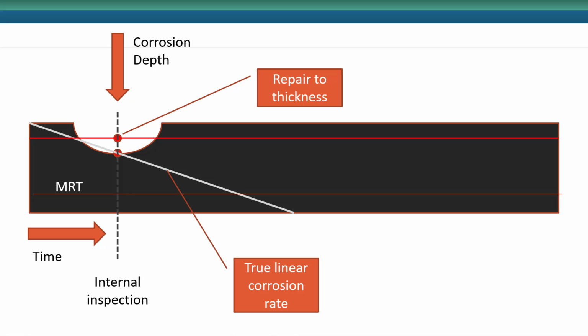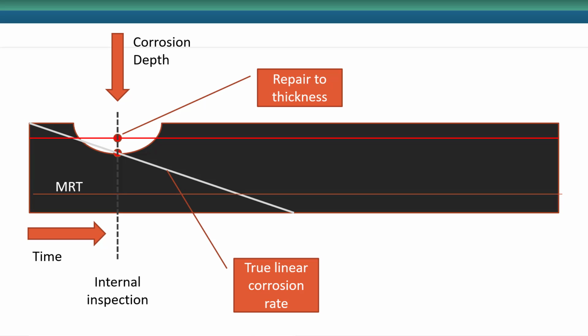But API has a repair to thickness. The choice of what repair to thickness to use is entirely up to the owner-operator. This means that any thickness which has been reduced to less than the repair to thickness must be repaired. If it is greater than the deepest pit, then no repairs are made, of course. Obviously, the repair to thickness is going to be greater than the deepest corrosion, otherwise no repairs will be conducted.